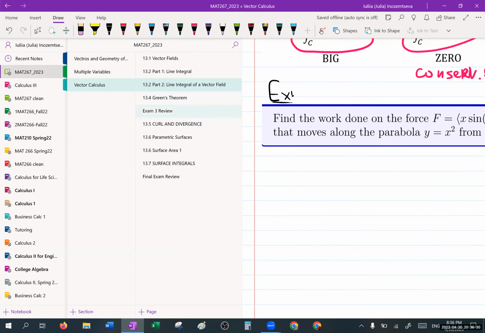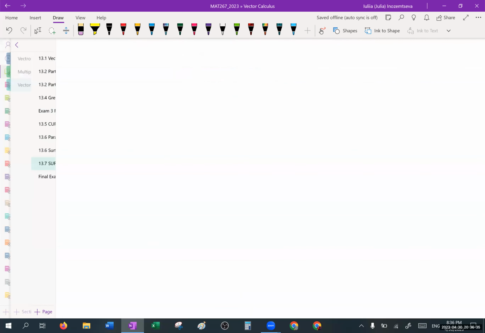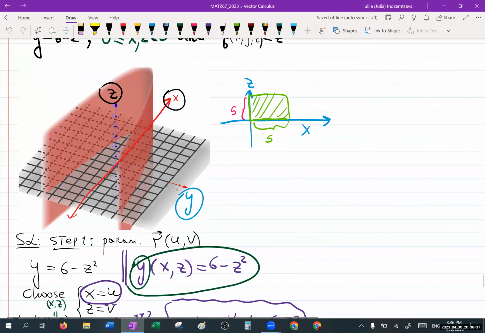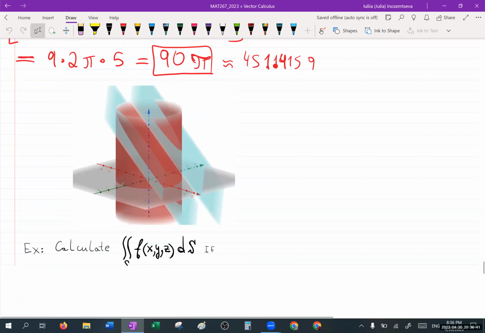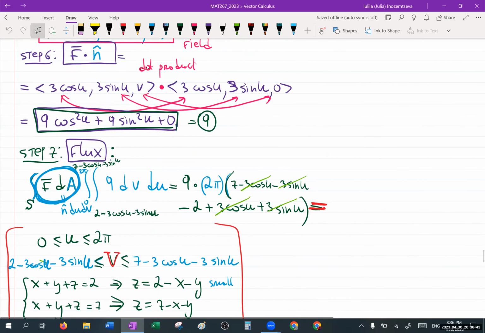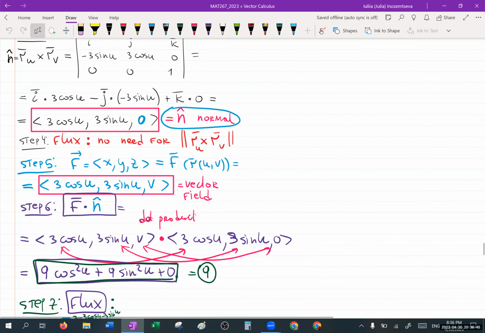Green's theorem, we covered. Curl, divergence, covered. Parametrization, covered. Surface area, covered. Surface integrals, 2 cases, covered. This is the problem I did, your homework problem. Number 8 and number 9. This is my YouTube video from yesterday. Flux. Flux is on the test. Make sure you know flux.